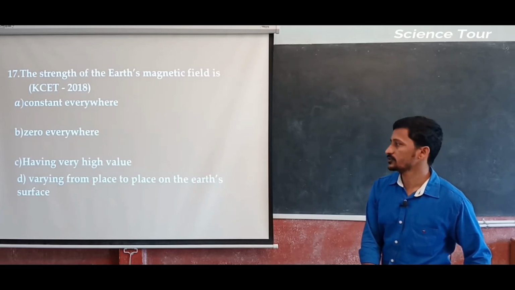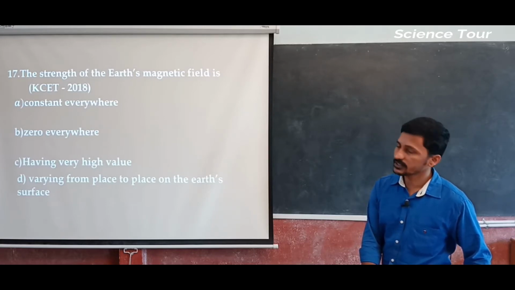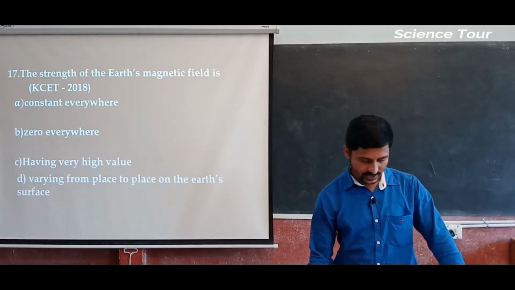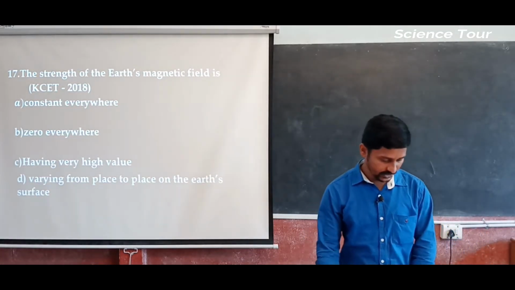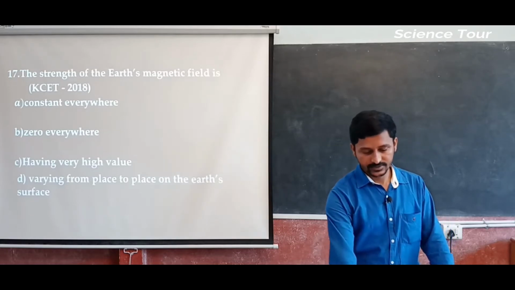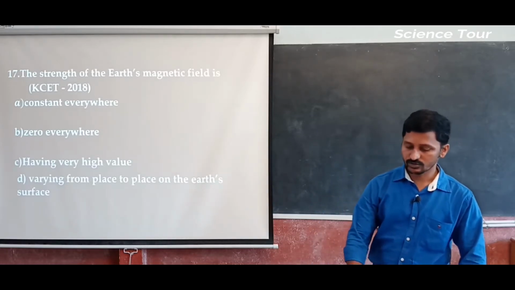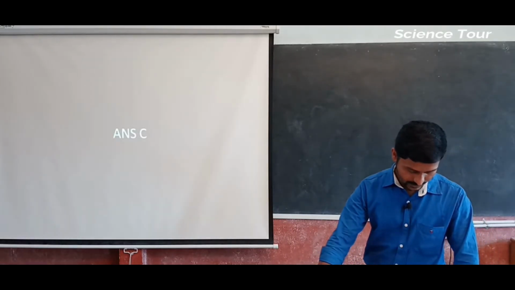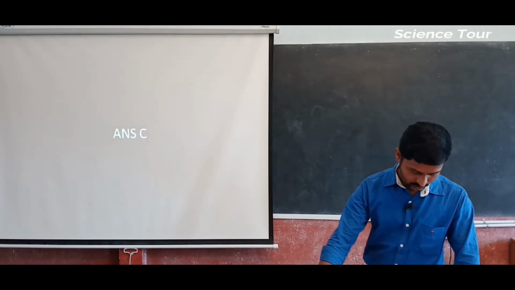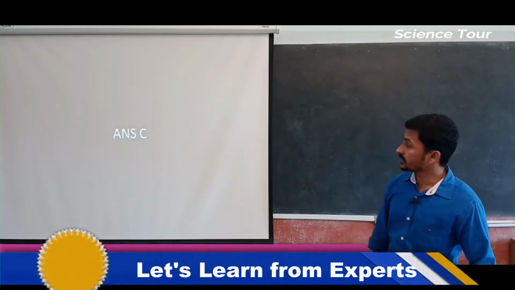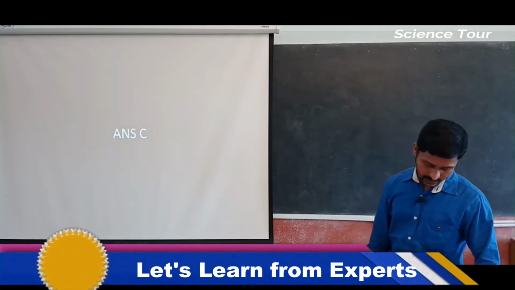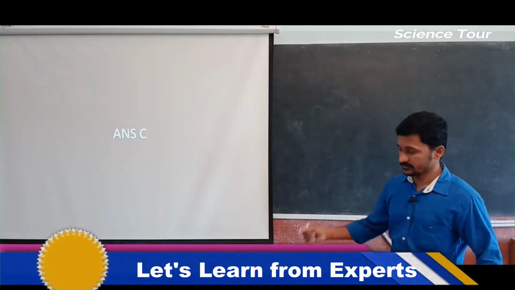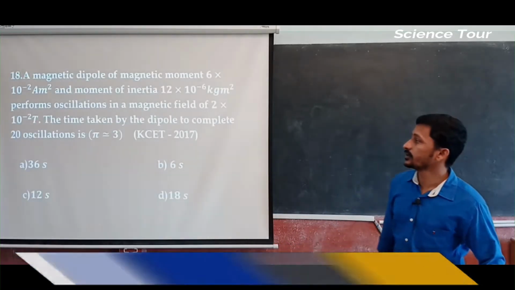Zero everywhere, that is also not true. Having very high value, no, it is a very low value. Then varying from place to place on Earth's surface, yes, it is. It varies from place to place on the Earth's surface. Yeah, this is answer C, okay. So it actually varies from place to place, okay. So maybe till here we have done well, nice.